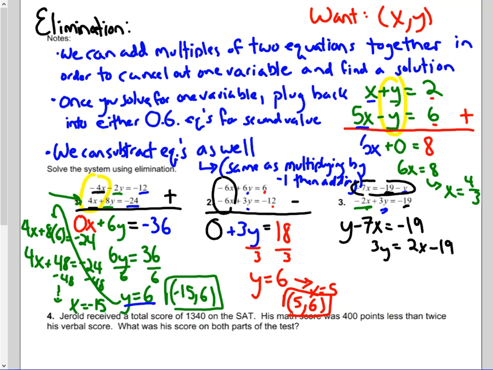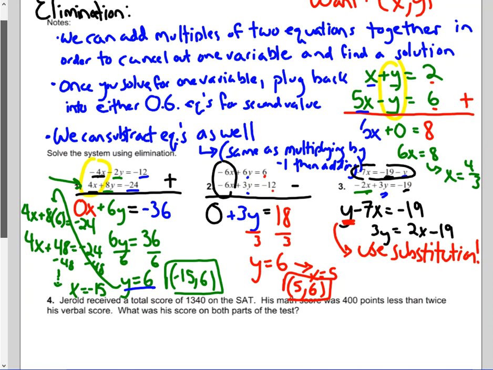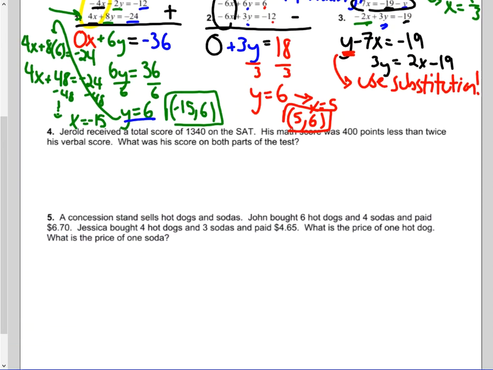At this point, I'm just going to recommend don't even use the elimination method. Personally, I would rather just solve for y in this first equation and then use the substitution method. Use substitution here, because all of this work of moving things over and then multiplying by some multiple is just a lot. So for the sake of time, let's skip that for now. I want to make sure we get to these story problems.